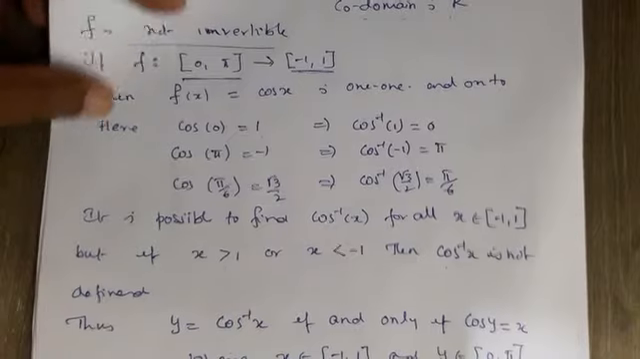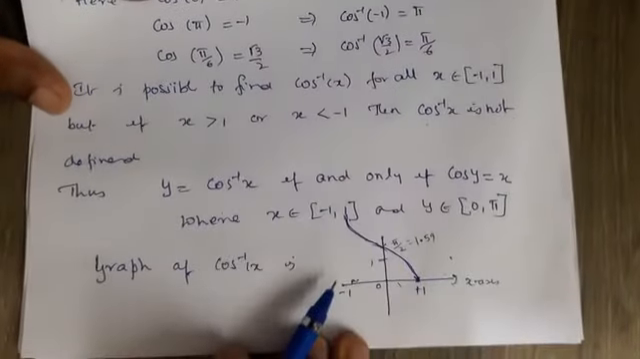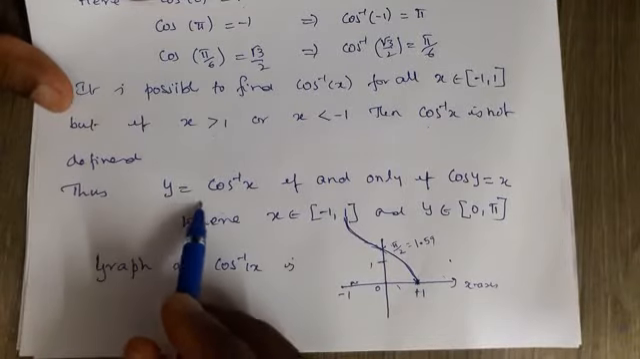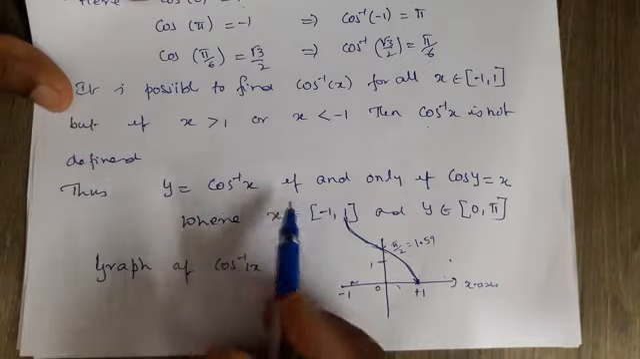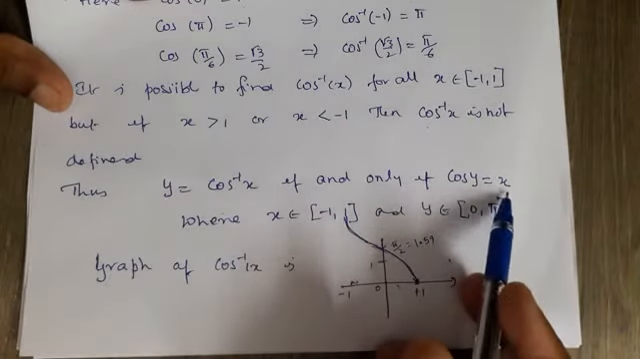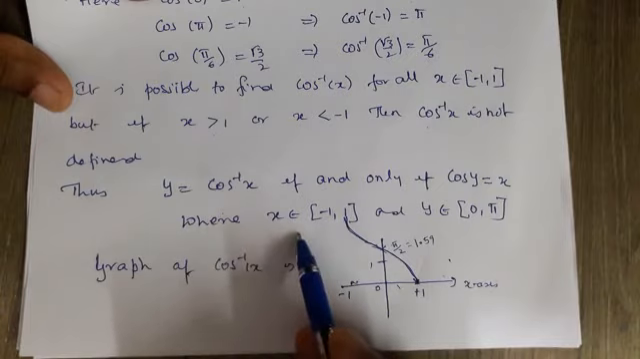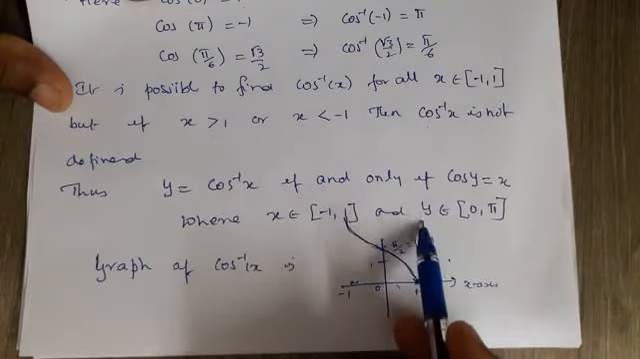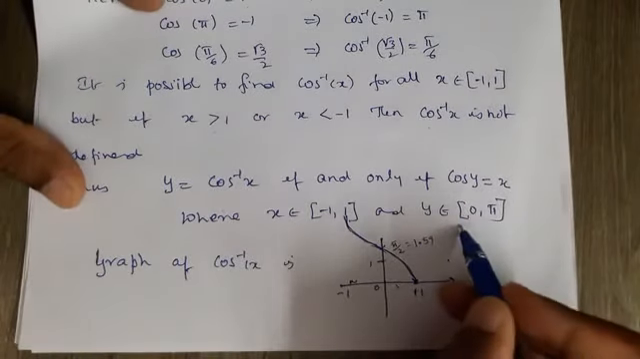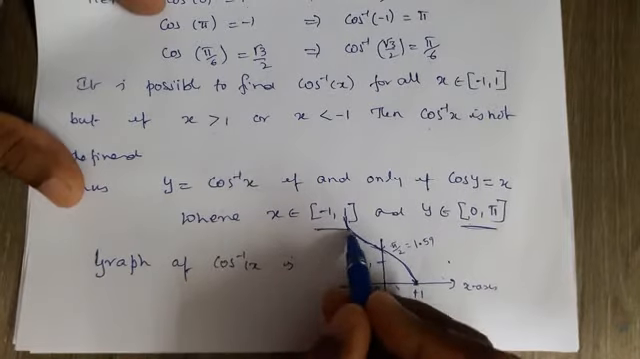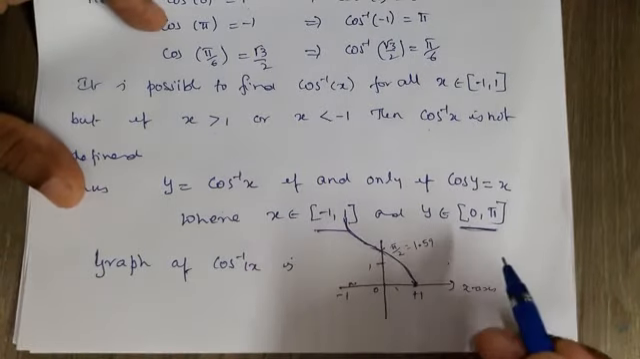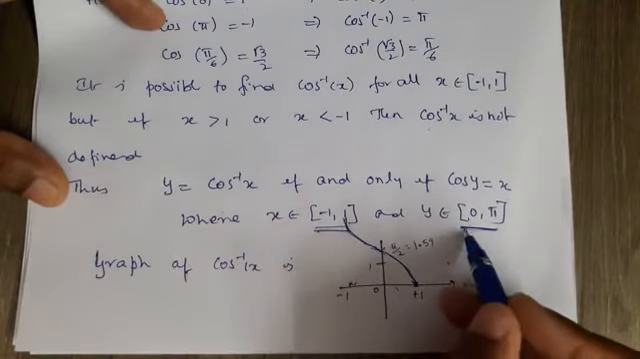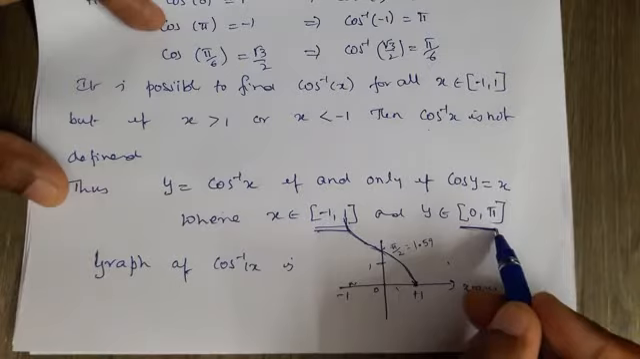Finally, we have the definition of the inverse cos function. The definition is like this: y is equal to cos inverse x if and only if cos y is equal to x, where x belongs to minus 1 comma 1 and y belongs to 0 to pi. You have to remember the domain and codomain of the inverse of the function cos x. This is the domain and this is the codomain of cos inverse x.